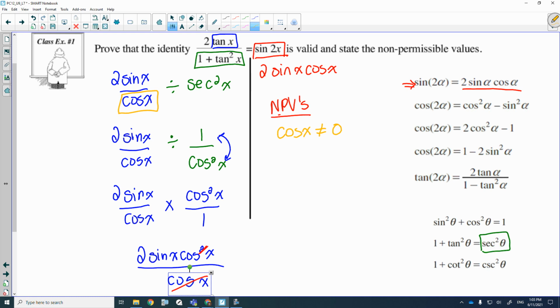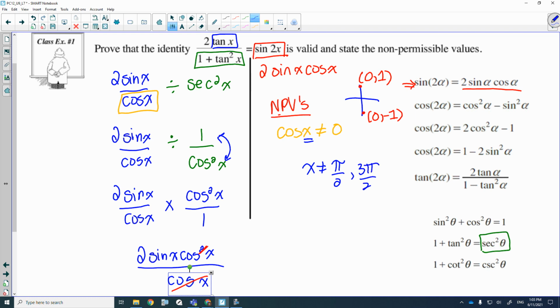So now I have to say where on the unit circle is cos 0. So where are your x coordinates 0 on the unit circle? And that would be over here at pi over 2, because this coordinate is 0, comma 1, and down here at 3 pi over 2, 0, comma negative 1. So where my x coordinate is 0 is at pi over 2 and 3 pi over 2. So that means that my angle x cannot be equal to pi over 2 or 3 pi over 2.